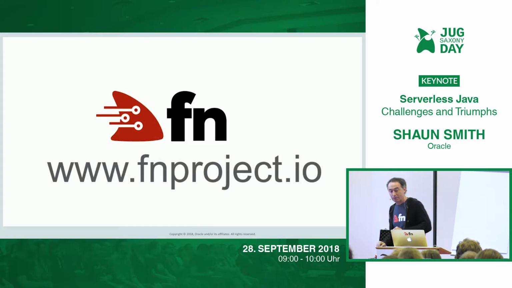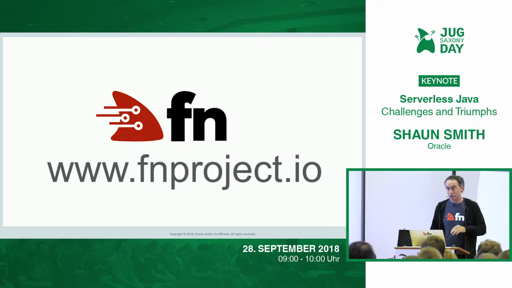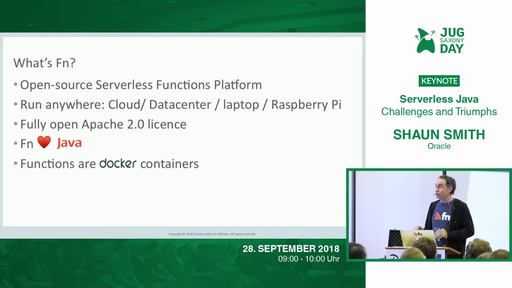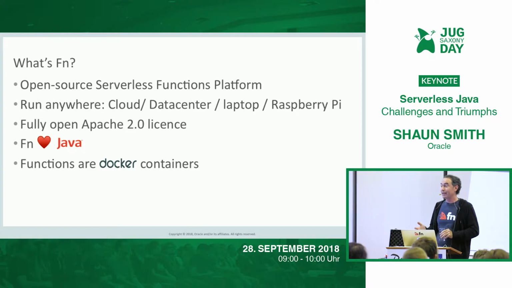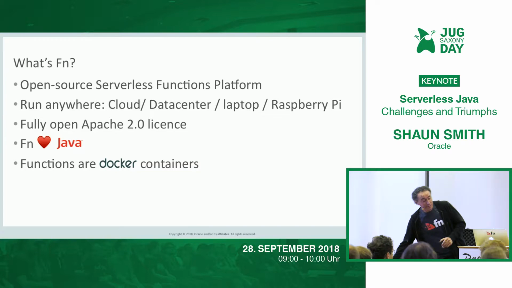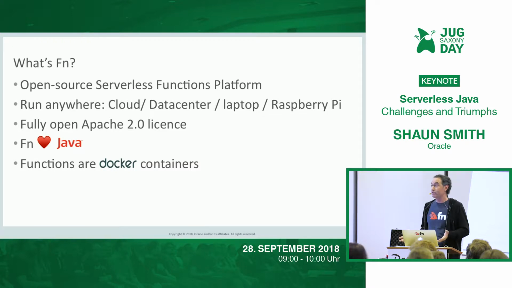So I'm going to talk about these problems somewhat in the context of FN. So I work on the FN project. I don't know if everyone's heard about it. It's open source, Apache 2. We're on GitHub. It runs anywhere. I'm going to run it on my laptop today. People have ported it to Raspberry Pis on ARM. It's got really good Java support. I'll talk about the Java support. So Java is obviously really key. I guess I work for Oracle, so Java is important. So we have excellent Java support.